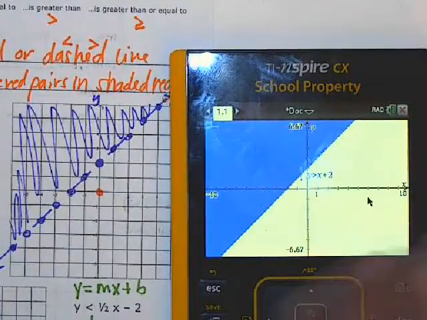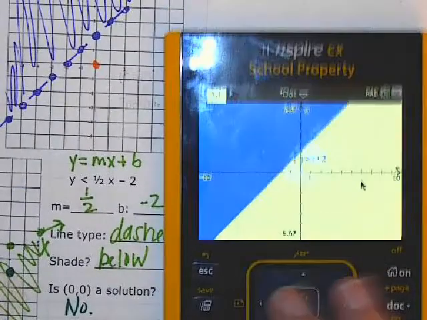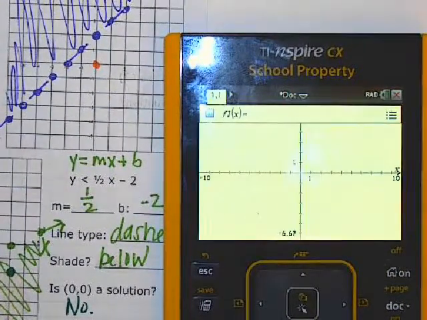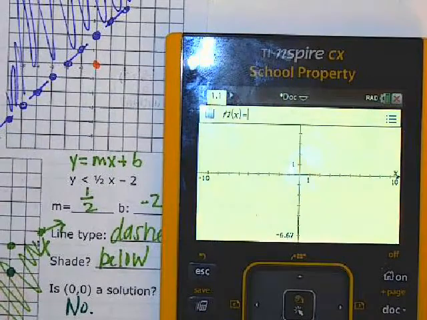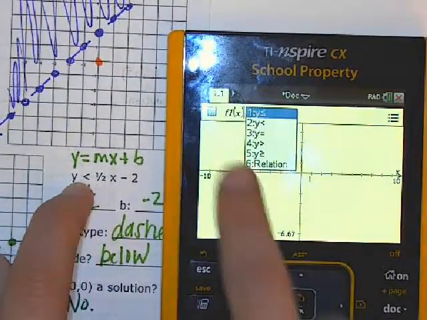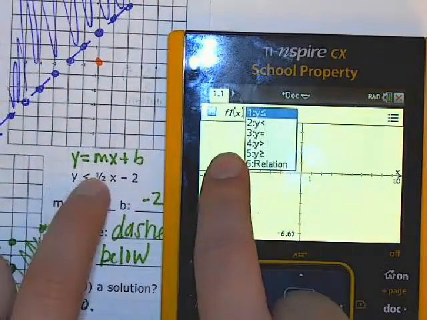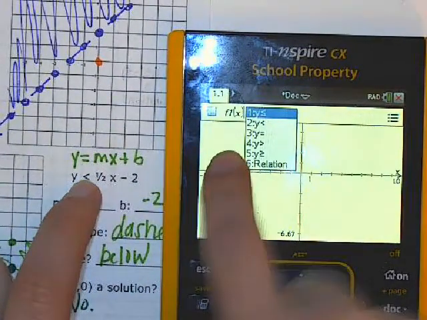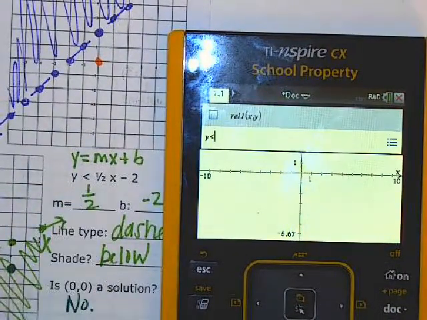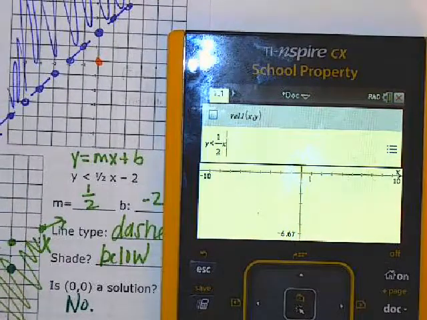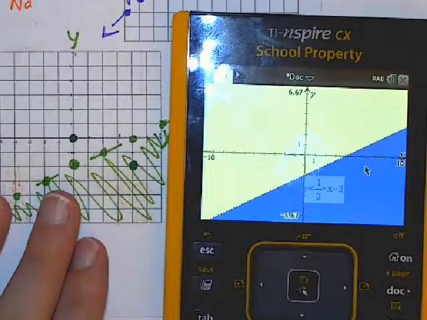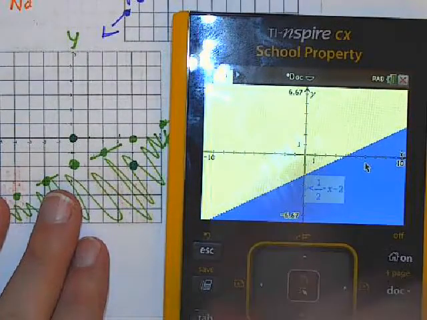Okay, so let's check number 2. Go to a brand new graph. Do we want the equal sign? No, so delete it. Is y by itself on my paper? Yes, so I need to choose 1 through 5. Now the alligator mouth is going the other way. So what number do I want? Number 2 matches. Then I do 1/2 x minus 2. Enter. Does that match our graph? Yes, and you can tell that it's a dashed line.